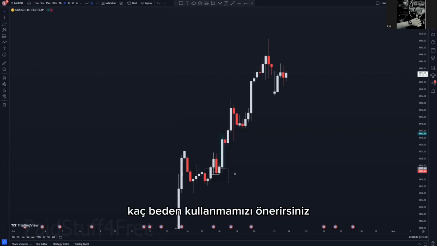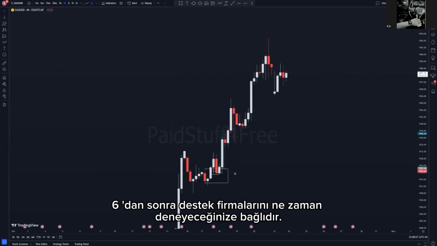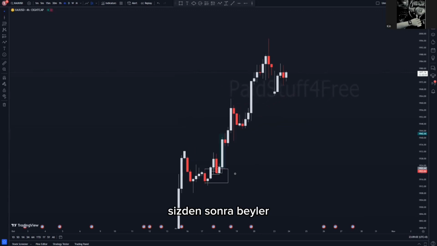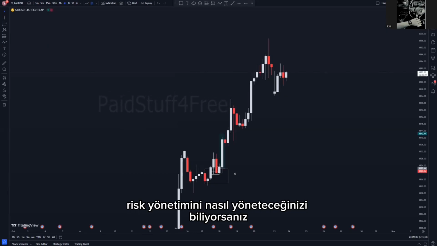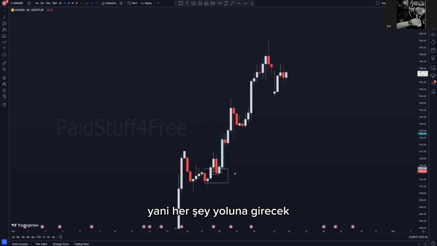What lot size do you suggest we use? It depends on your account. If you have a $10 account, I'm not suggesting you put 1.0. It depends. When to try prop firms? After you have confidence with yourself, right? It's more about trusting ourselves when doing prop firm, right? If you know how to manage risk, everything is going to be okay.